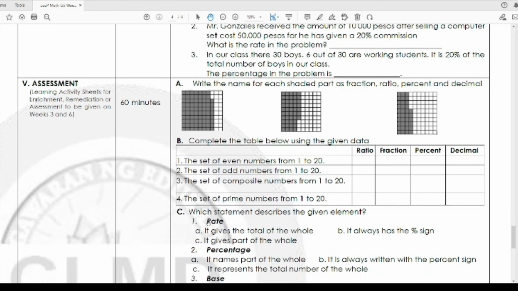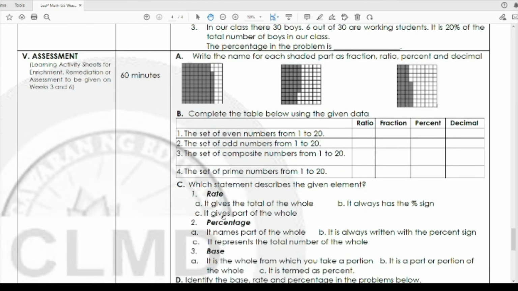Letter C, which statement describes the given elements? Number 1 is rate. So describe the given elements. A, it gives the total of the whole. Letter B, it is always written with the percent sign. Letter C, it gives part of the whole. So what do you mean by rate from these 3 given definitions?